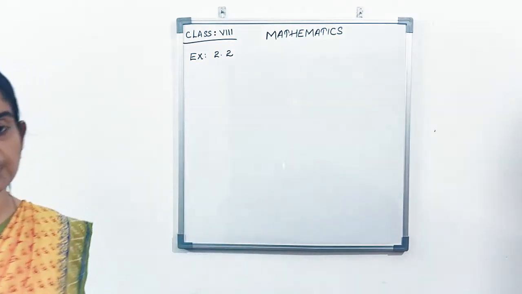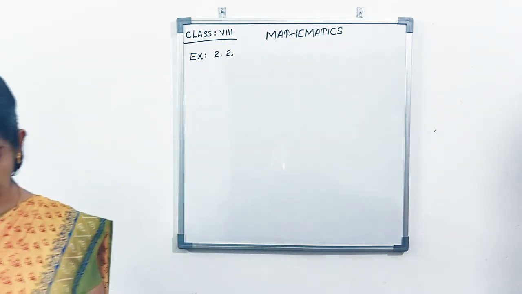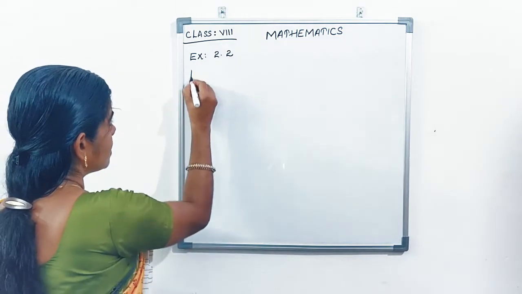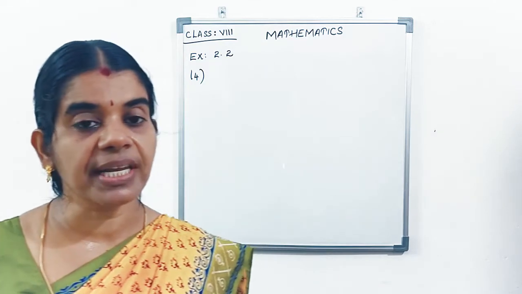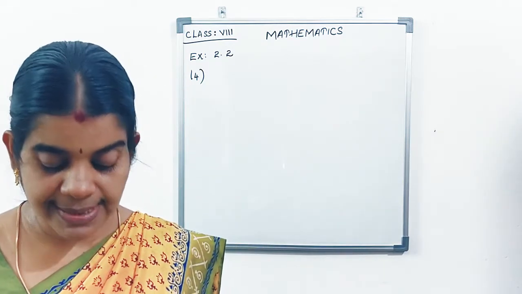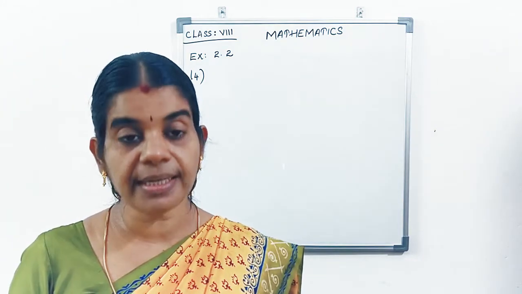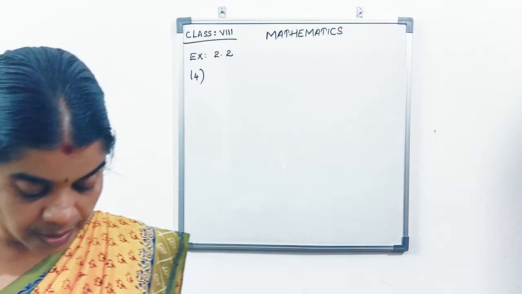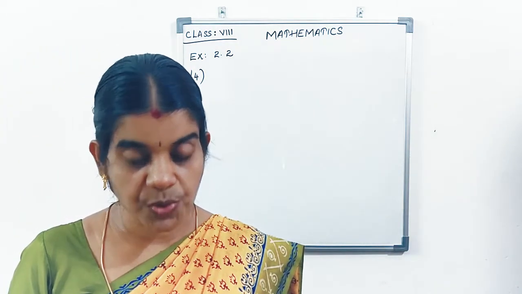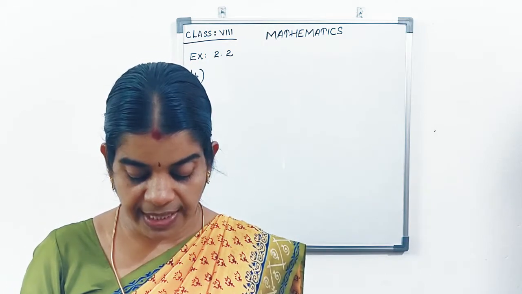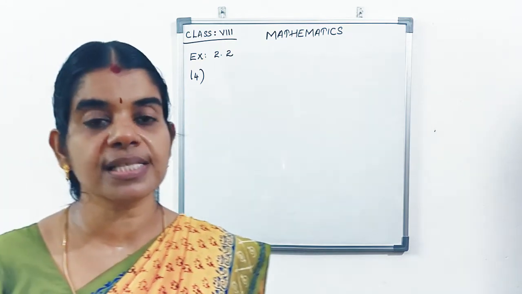The same exercise we are continuing. Exercise 2.2, question number 14. Next I am doing question number 14. All of you listen to the question. Lakshmi is a cashier in a bank. She has currency notes of denominations 100 rupees, 50 rupees and 10 rupees respectively. The ratio of the number of these notes is 2:3:5. The total cash with Lakshmi is 4 lakh. How many notes of each denomination does she have?